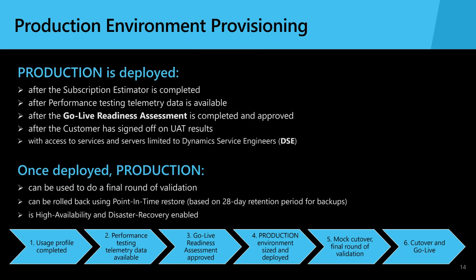In addition to those two prerequisites, all finance and operations projects need to complete a go-live readiness checklist. And we use that checklist to prepare an assessment report for every implementation. That assessment report will be delivered and reviewed with you. And once that's completed and approved, and the customer has signed off on a number of the key activities, including UAT and the solution in general, then the production environment can be requested and deployed.